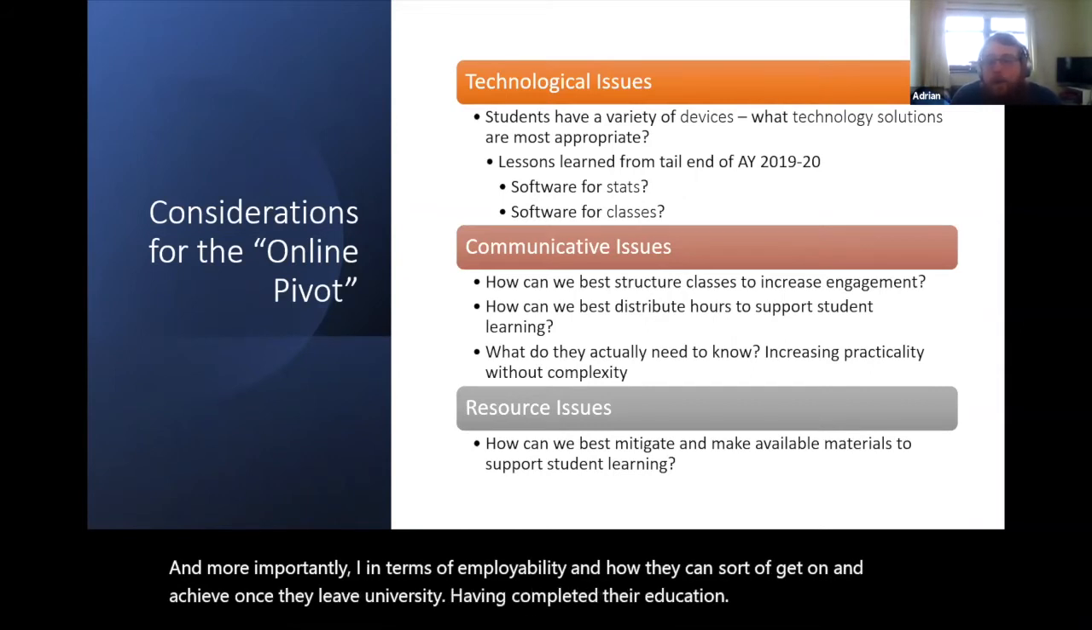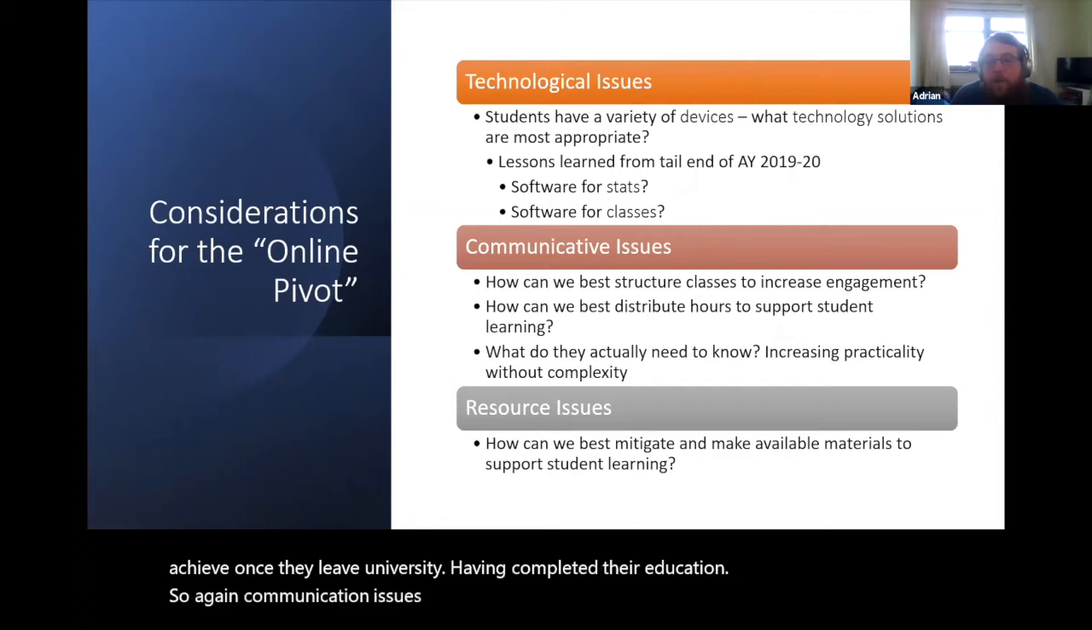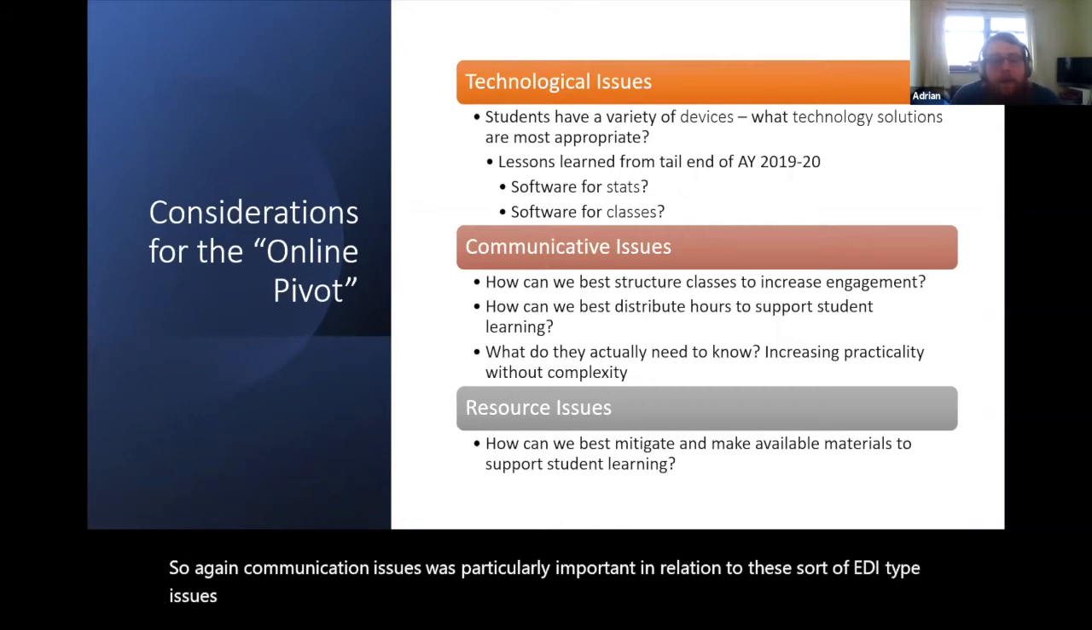So again, communication issues were particularly important in relation to these EDI type issues, particularly if we think about students who may not have the best types of connections.